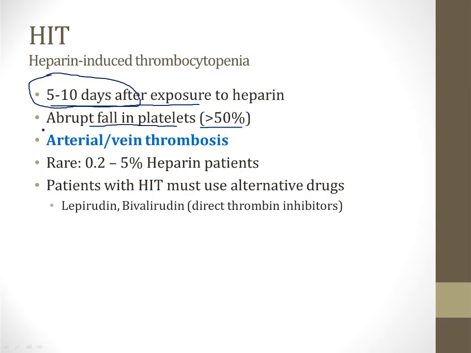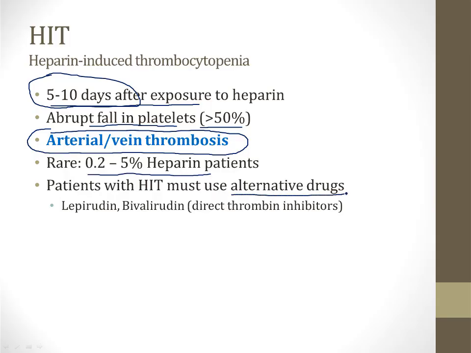And then the serious and life-threatening part of heparin-induced thrombocytopenia is the formation of arterial and venous thromboses. So these patients can develop DVTs, they can get ischemic limbs and have blue toes. If you see a patient on heparin who develops a blood clot disorder, you should think of heparin-induced thrombocytopenia. Luckily, this is rare. It only occurs in a few percent of heparin patients. And patients who develop this complication must be treated with alternative drugs. It's not enough to just stop the heparin because these patients are hypercoagulable. You have to stop the heparin and then start another drug, usually a direct thrombin inhibitor like lepirudin or bivalirudin.